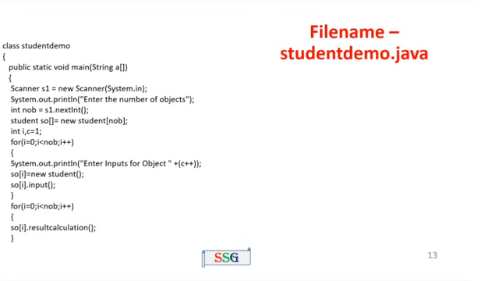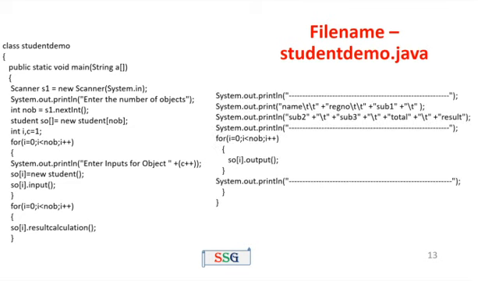The next one, the same for loop for result calculation also. That is for i equal to 0, i less than nob, i plus plus, SO[i].resultCalculation(). That means for all the 3 objects. For example, nob equal to 3 means all the 3 objects' results are calculated.